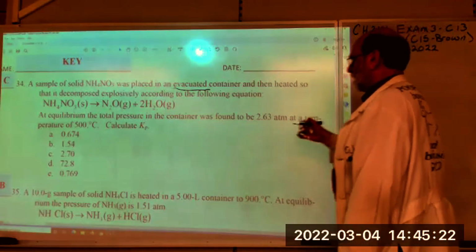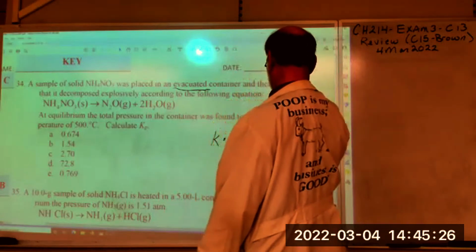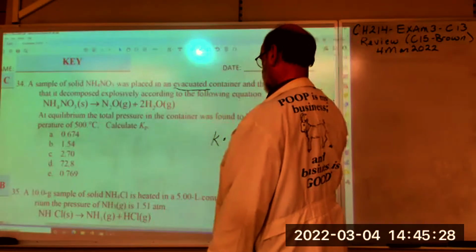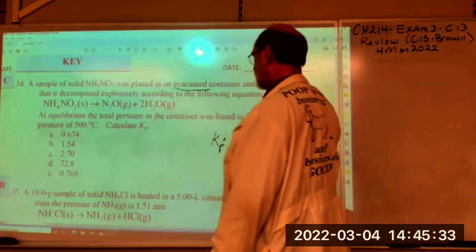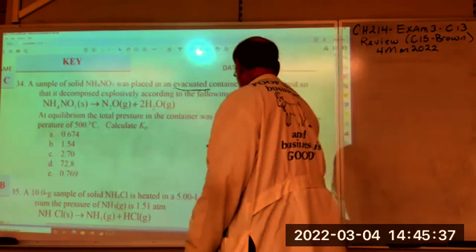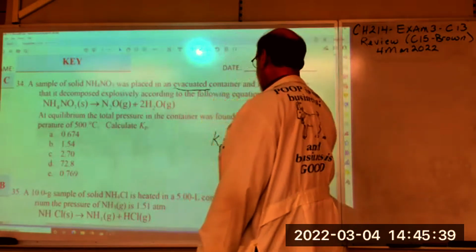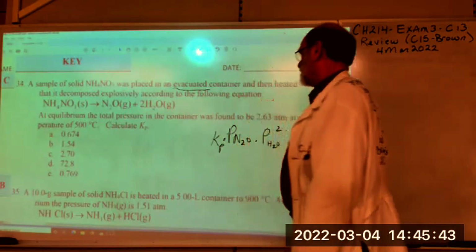Okay, so the K expression is going to be, calculate Kp. Okay, so we need atmospheres. It is going to be P N2O times P water squared.